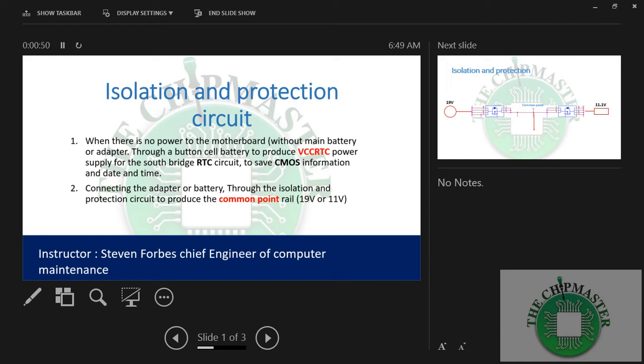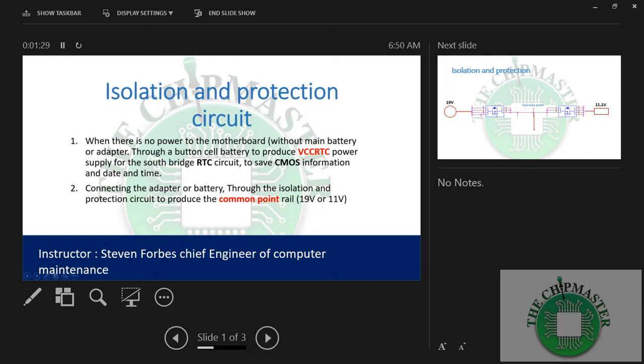As I said before, we're going to look at isolation and protection, and looking at the presentation here, we have a handout. When there is no power to the motherboard, that's without the main battery or adapter, a button cell or coin cell battery produces VCC RTC, which is the RTC well power supply for the south bridge and the RTC circuit for the south bridge, to save CMOS information, date and time. The date and time keep running when the adapter and the main battery are removed, so it's constantly providing power for the RTC well.